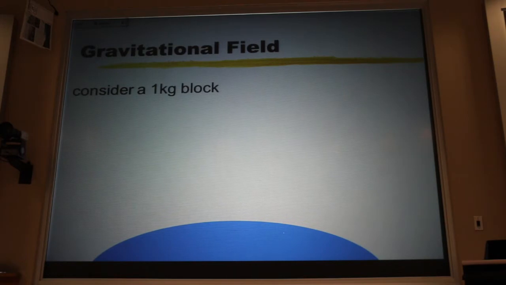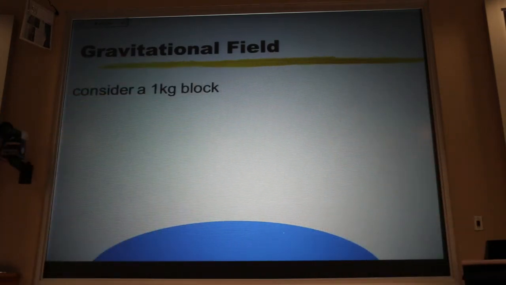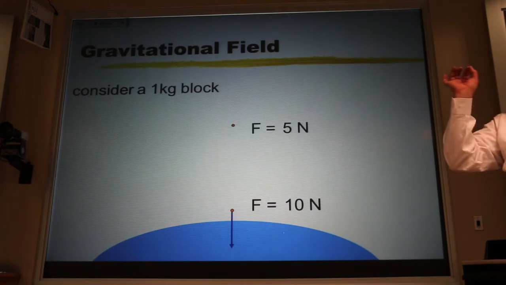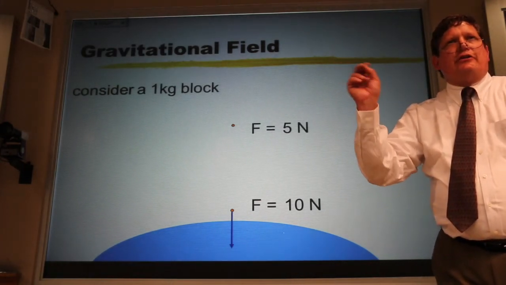That's boring. Now, if I'm willing to go a little bit further away from the planet, here at the planet's surface, if I take a 1 kilogram block, it's going to feel 10 newtons. But if I go further away, a 1 kilogram block would feel, let's say, 5 newtons. Now, folks, the next minute is going to be the key. This is where you understand, or don't understand, a field.